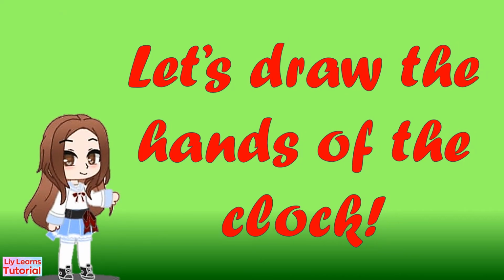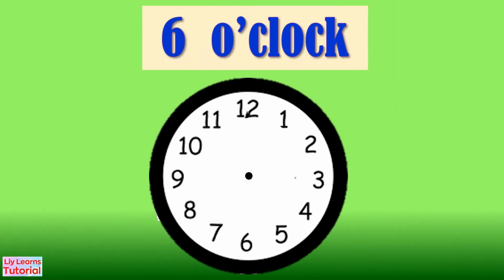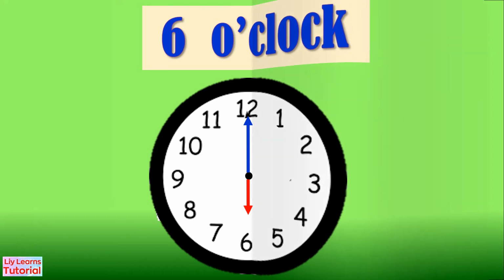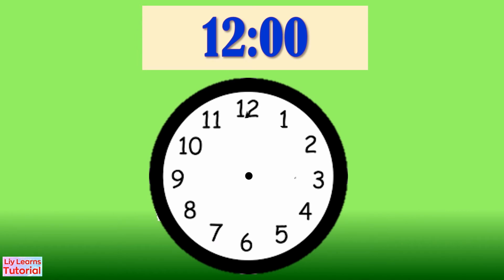Let's draw the hands of the clock. The time is 6 o'clock. We draw the short hand at 6, then the long hand at 12. That is 6 o'clock. The time is 12 o'clock. We draw the short hand at 12, then the long hand at 12. That is 12 o'clock.